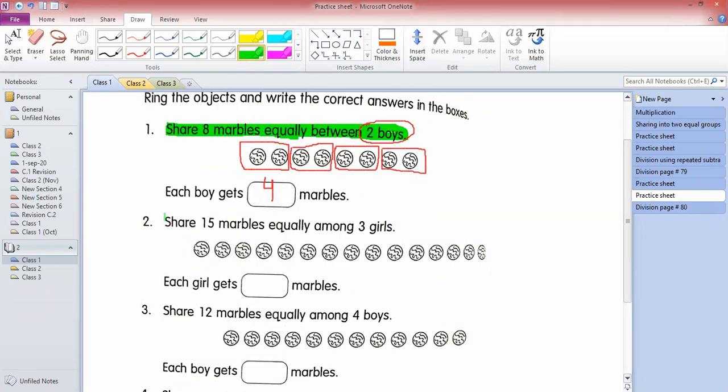Question number 2. Share 15 marbles equally among 3 girls. Look, guys, now the number of marbles has changed here. There were 8, but here you have 15. Now you have to share 15 marbles equally among how many girls? 3 girls. This is something very important.